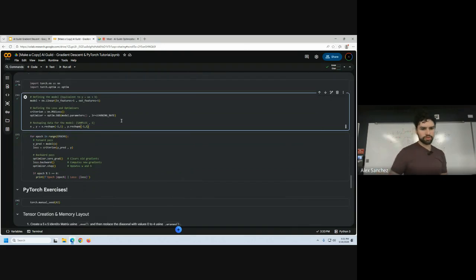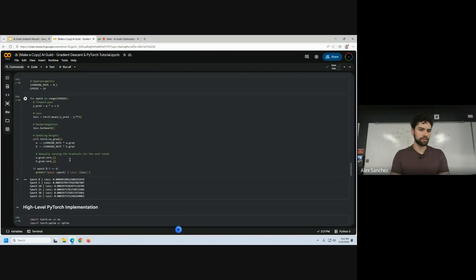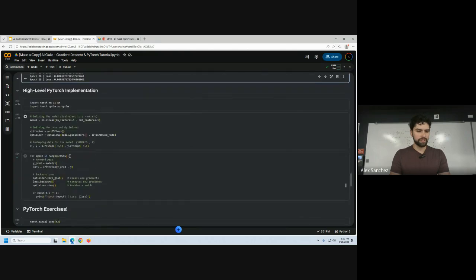And here we're just reshaping the data so that it could pass through. But then here in this loop, we do a forward pass where we pass our prediction through our model. And here we declare the loss using the criterion, in this case, MSE, mean squared error. And then we do the backward pass. If you remember, we zero the grads, and then we compute new gradients as we go backwards. And this dot step does the update that we did up here manually.